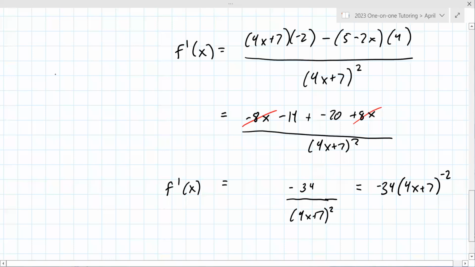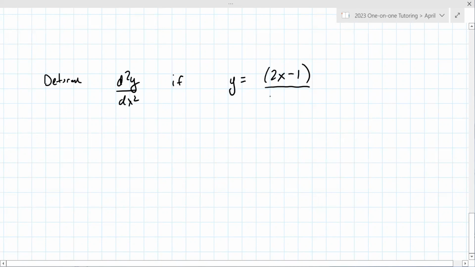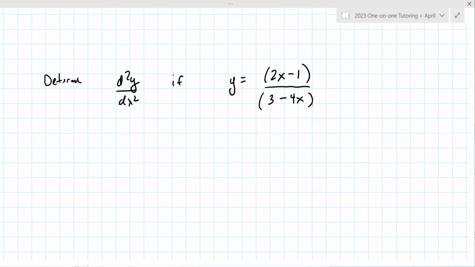So let's say it would say, determine d squared y over dx squared if y equals something like (2x minus 1) over (3 minus 4x), something like that. Okay. But I'd like you to take your first derivative and simplify it, and then I'd like to check that step before going on to the second derivative, just to see that we're in the same spot here.